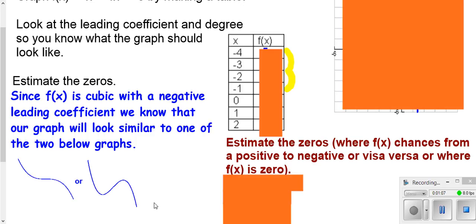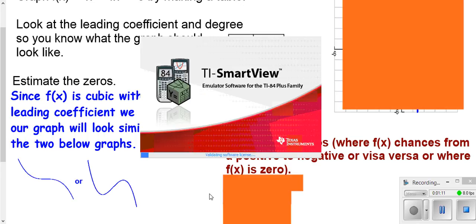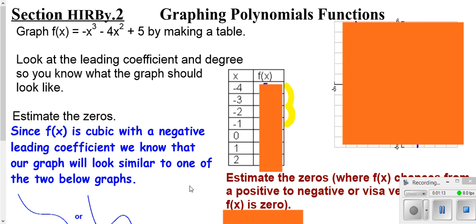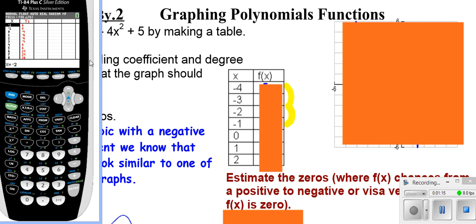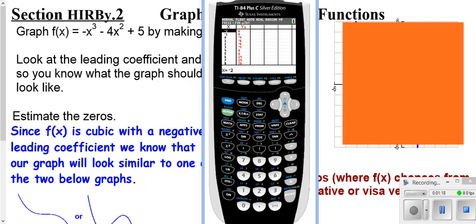With cubics, there are no shortcuts, but you can always go ahead and use your graphing calculator, and you can put that into your y equals, and we can look at our graph. So just make sure when you're typing it in that you're typing it in correctly. So double check that before you actually go ahead and look at your table.